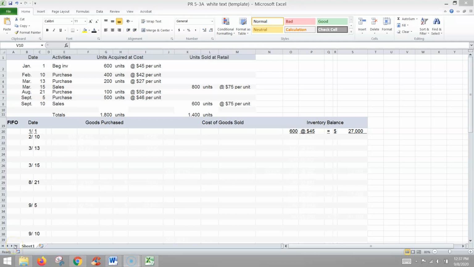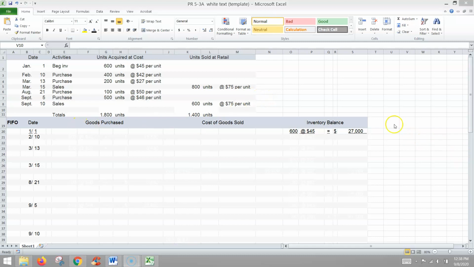Hi, we're going to walk through problem 5-3A. It's very similar to the 5-1A, just to give you more practice. So we're going to be calculating our inventory costs using FIFO and LIFO. We're given the dates, and we have the activities. We have the number of units, the cost that they were purchased at, and then we have the sales information.